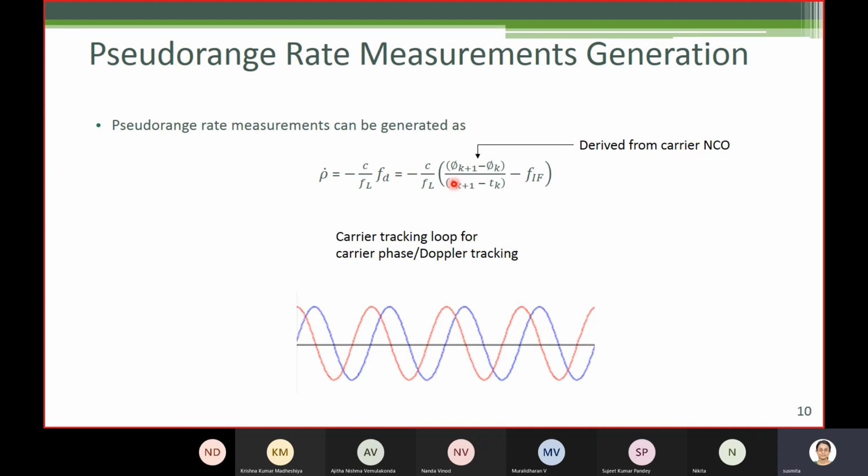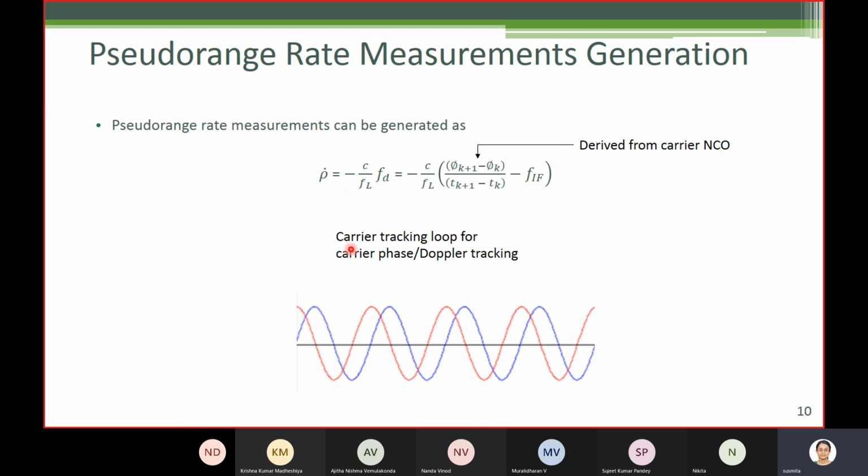The rate of change of phase is equal to the frequency. What is frequency? Frequency is FIF plus Doppler. So this term is FIF, the intermediate frequency, plus Doppler. If we subtract the FIF from this, we get Doppler. So this way we can find the pseudo range rate measurement.